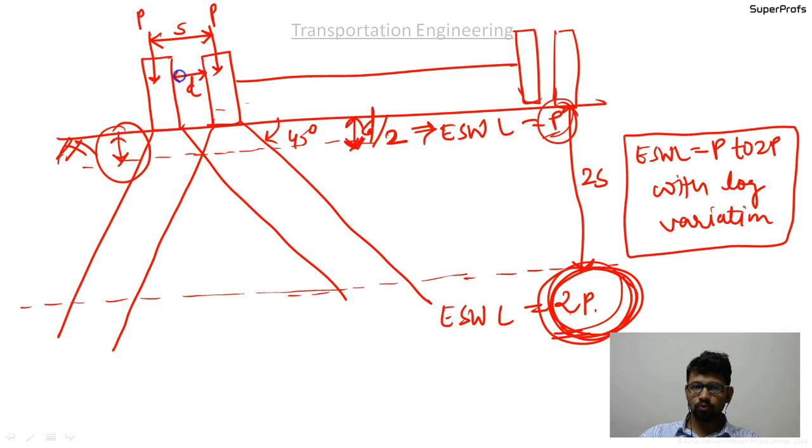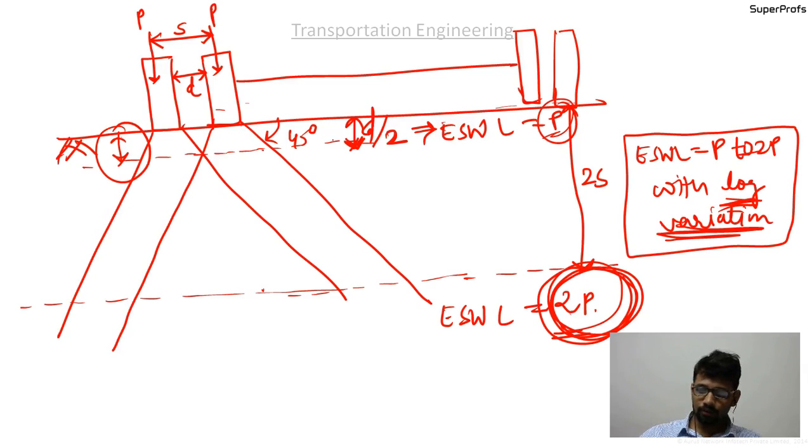where S is the center to center distance between the two wheels and D is the clear distance between two wheels. And between D by 2 and 2S, the equivalent single wheel load varies from P to 2P with the log variation. So how to go about this log variation, that we will discuss while solving an example based on this.